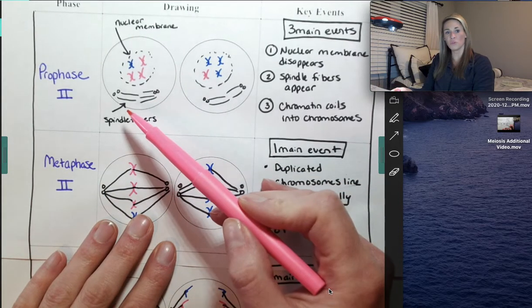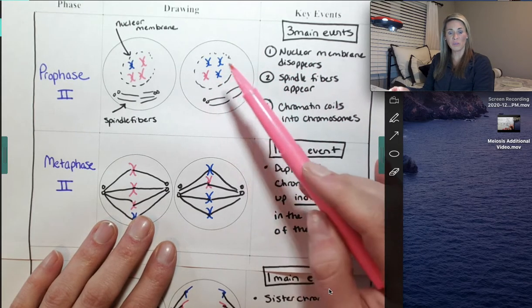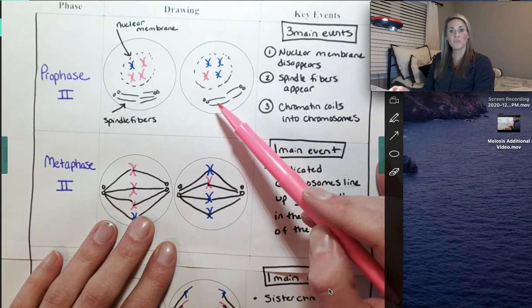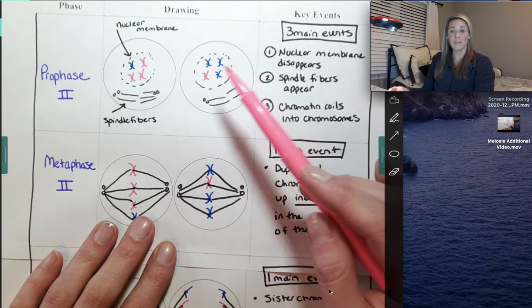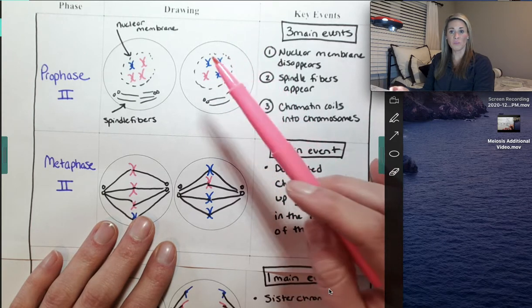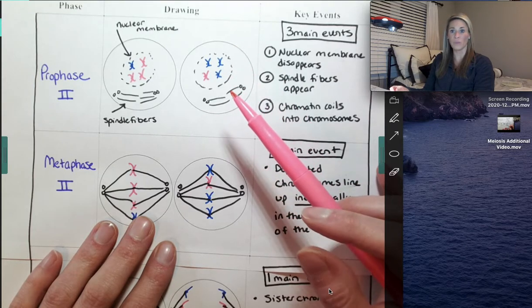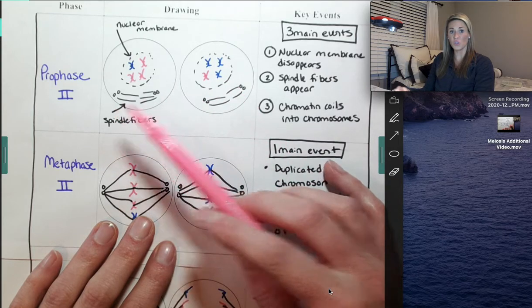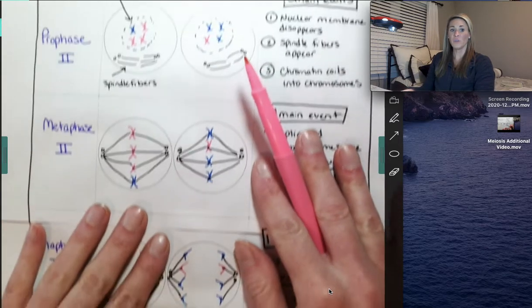What's going to happen in prophase 2 are the 3 same events that always happen. Remember, the nuclear membranes will disappear, spindle fibers will appear from those centrioles, and chromatin is going to coil into chromosomes. After we got done with cytokinesis 1, it went back to its relaxed state, so now it has to coil back up in order to go through a second division. So prophase 2 only has those 3 main events, just like normal. Then we go to metaphase.